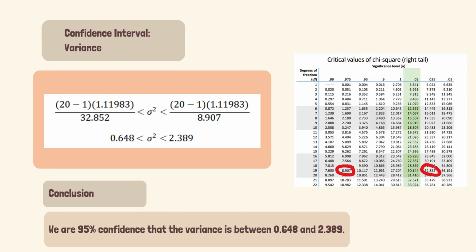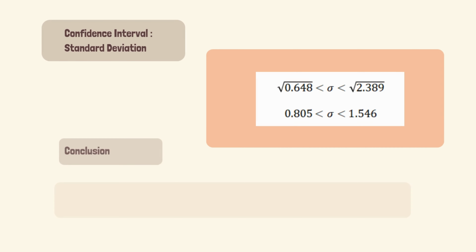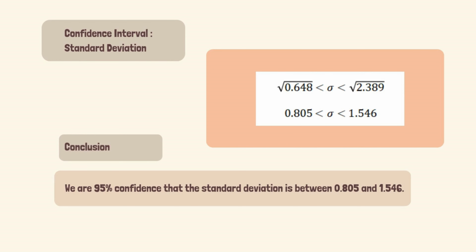0.648 and 2.389. For the confidence interval for standard deviation, we just square root the confidence interval from the variance and we get 0.805 from the left and 1.546 from the right. So the conclusion, we can conclude that we are 95% confident that the standard deviation is between 0.805 and 1.546. Question 4.